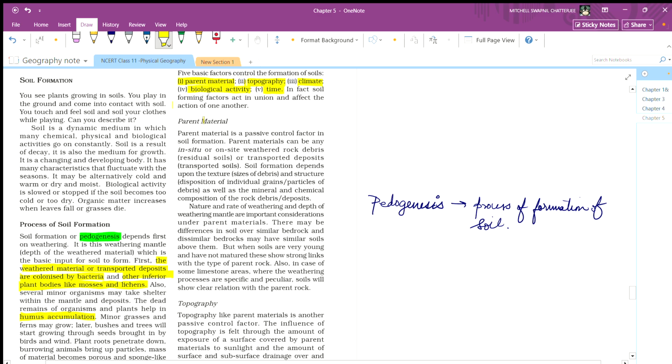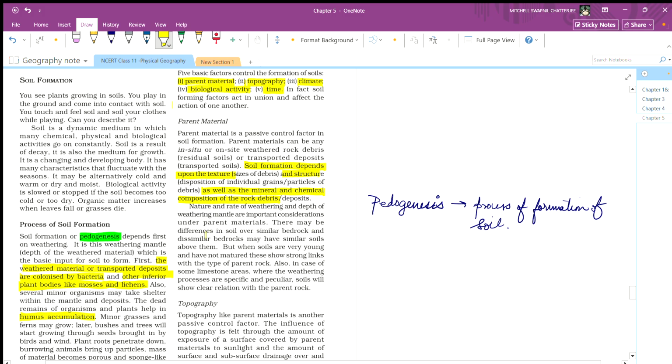Parent material is a massive control factor in soil formation. Parent material can be in situ or transported weathered rock debris: residual soil and transported deposits. Soil formation depends upon the texture, size and structure of the debris, as well as the mineral and chemical composition of the rock debris or deposit. Nature and rate of weathering and the depth of the weathering mantle are important considerations under parent materials.